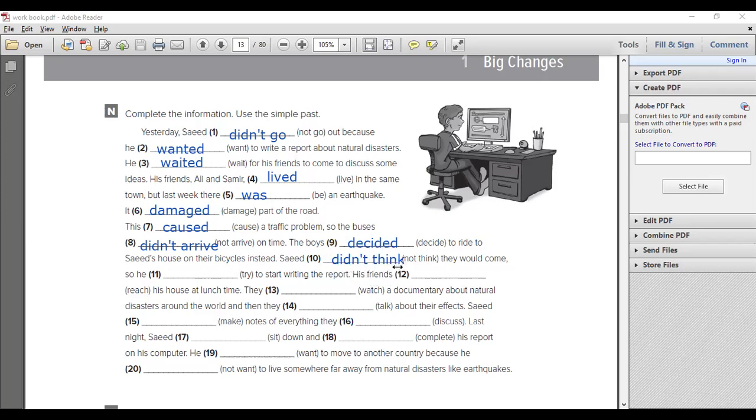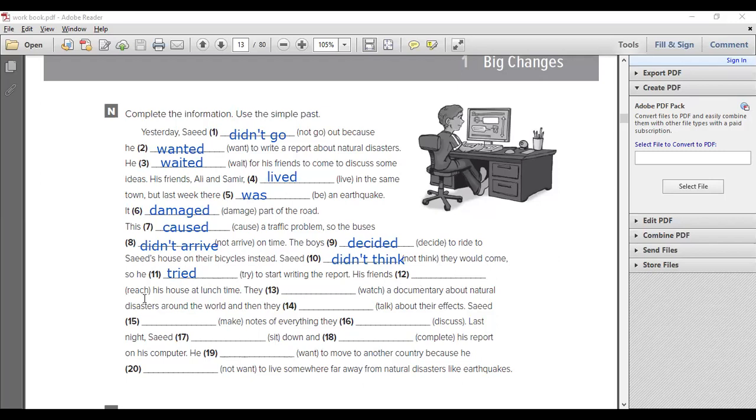they would come, so he tried to start writing the report. What do you think, Anhal? Tried. Yes, tried. Pay attention, Ola. The verbs that end in Y. When I want to add ed, what happens to them? Yes, I have to change the Y into I. So I'm going to say tried. Not like this. No, it's not correct. Pay attention. In this kind of grammar, the spelling is important, so try to spell correctly.